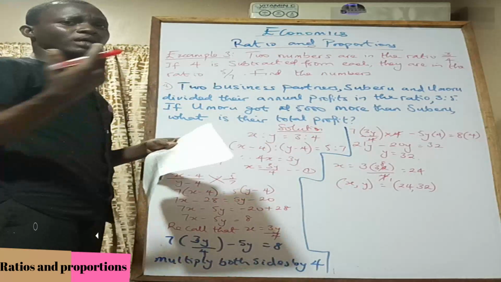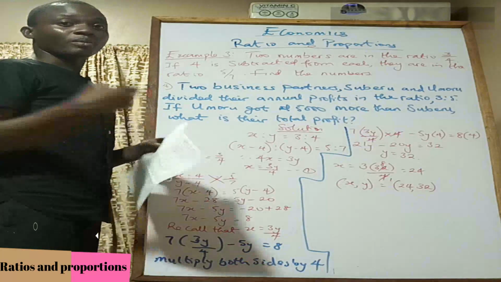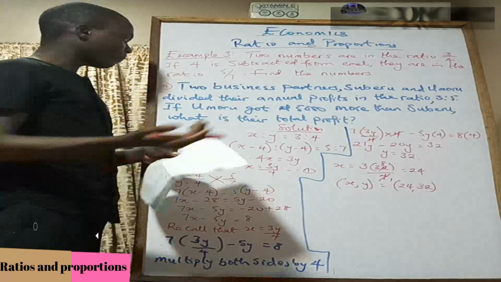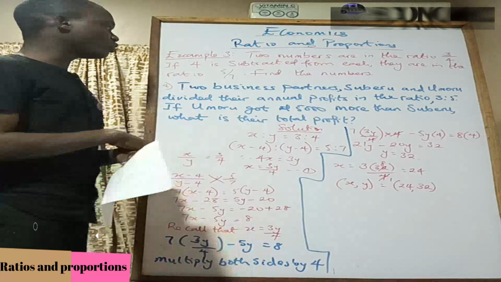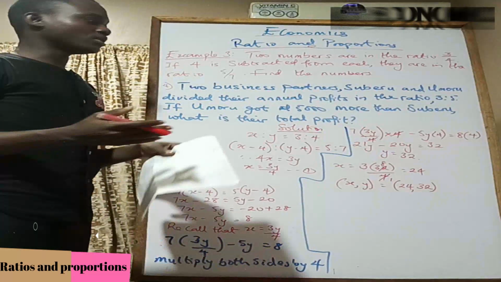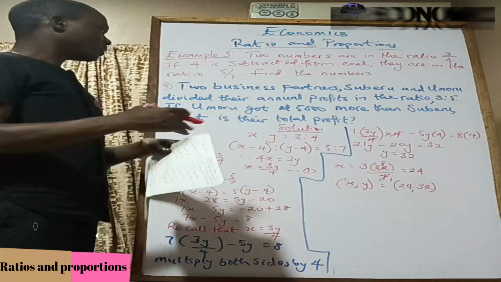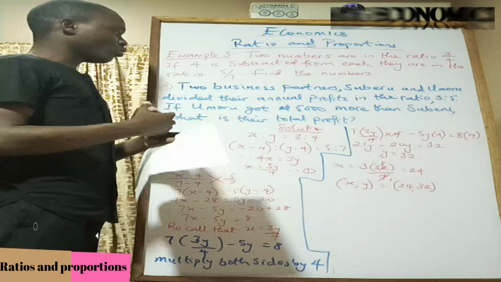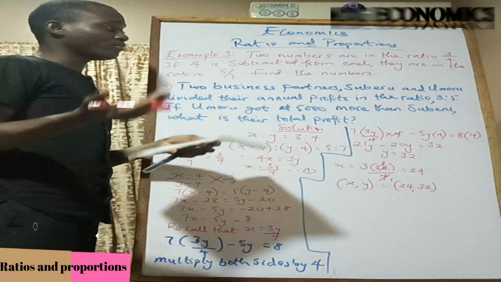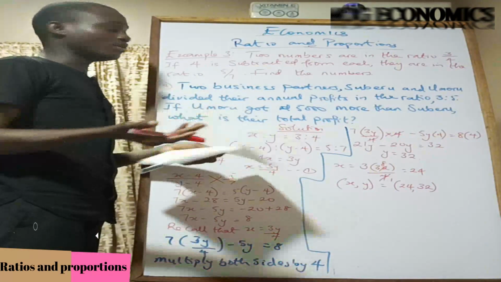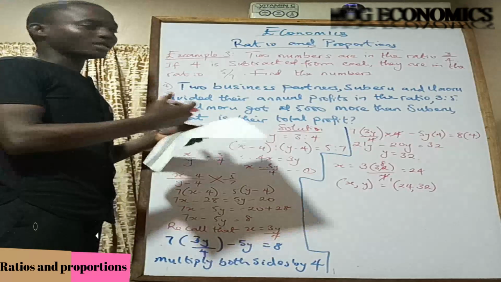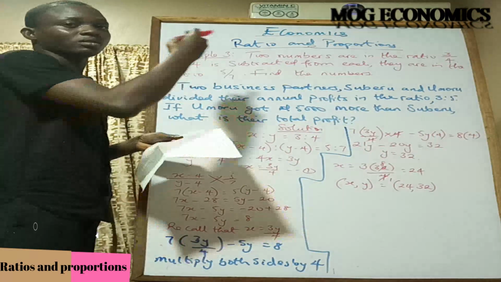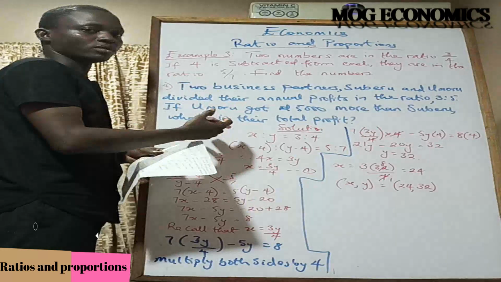Alright, so this is the one that is going to concern banking and finance students more, and accounting and all of those, because that has to do with business. So it says two business partners, Subaru and Umaru, divided their annual profit in the ratio 3:5. Now, if Umaru got 5,000 more than Subaru did, what is their total profit? So it didn't even give us a profit. We don't even know the share of any of these two people. So how then do we calculate the total profit or whatever the share of each person was? So let's get into it.